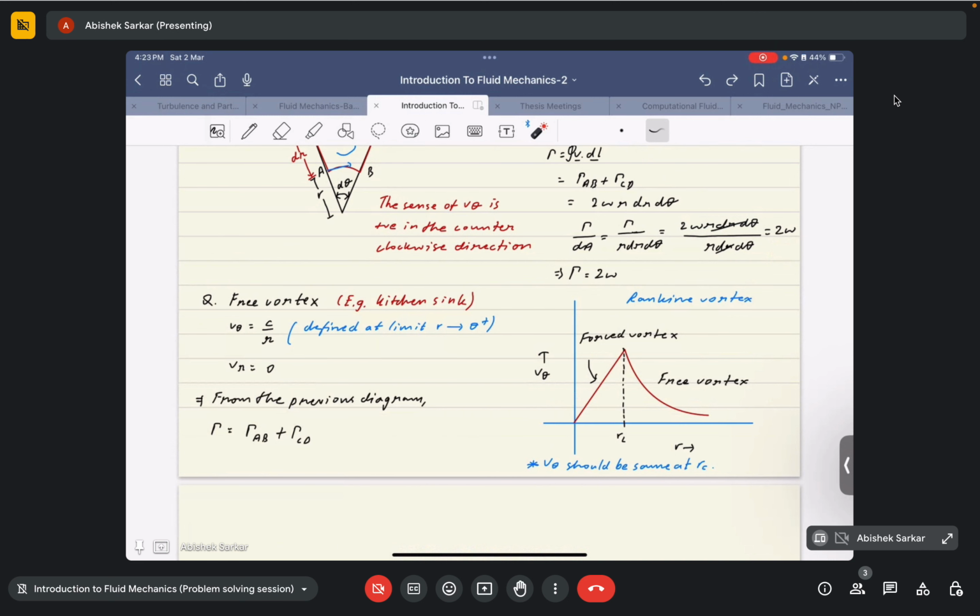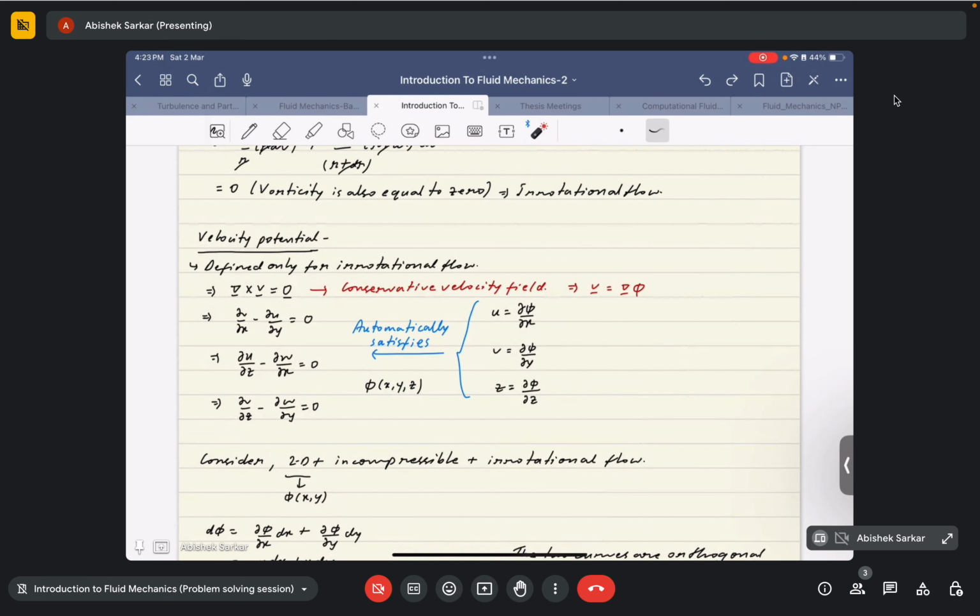the important takeaway from the concept of free vortex and forced vortex is that the forced vortex has a rotational flow and the free vortex has irrotational flow. Okay, because the circulation is finite in the case of a forced vortex, and in the case of a free vortex the circulation is itself 0, which implies vorticity to be 0.